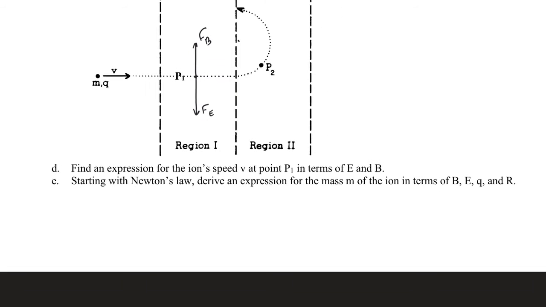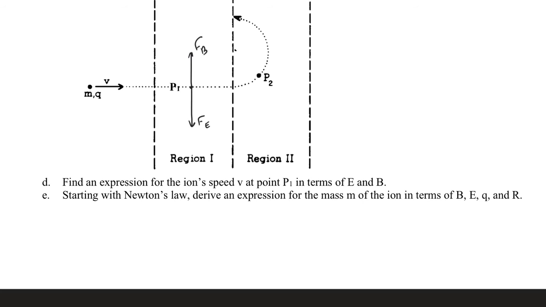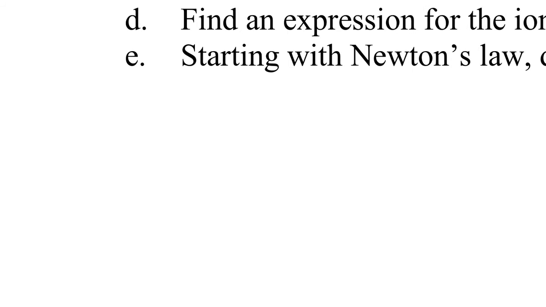Okay, find an expression for the ion speed v at point P1 in terms of E and B. All right. I'm going to just do that right here, and I'm going to zoom all in so we know that we have two forces that act there. We have the magnetic force upwards coming from Q V cross B. What's an expression for the electric force? EQ. What's that? EQ. Yeah, I'm going to say Q times E. It's more traditional to write the Q first.